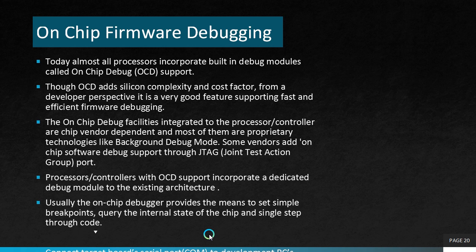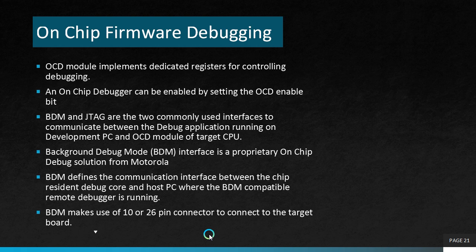Some vendors add on-chip software debug support through JTAG, that is Joint Test Action Group port. Processors or controllers with OCD support incorporate a dedicated debug module to the existing architecture. Usually the on-chip debugger provides the means to set simple breakpoints, query the internal state of the chip, and single step through code. OCD module implements dedicated registers for controlling debugging. An on-chip debugger can be enabled by setting the OCD enable bit.